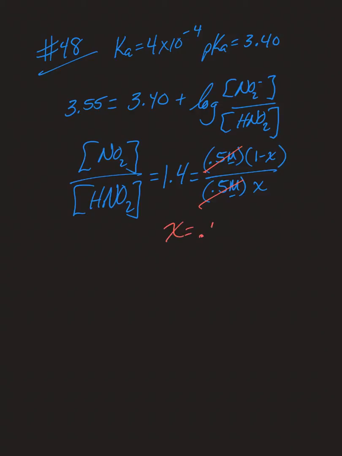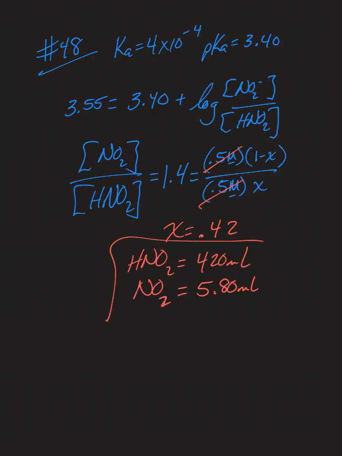X equals 0.42. So what that means is the HNO2 is going to be 420 mLs, and the NO2 minus, the sodium nitrite, is going to be 580 mLs to make me 1 full liter of solution. That's your answer to 48. I hope this helped.